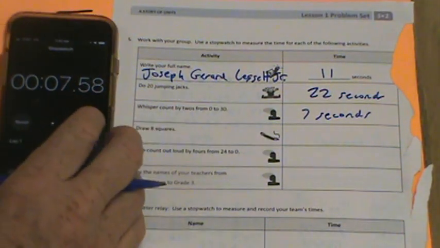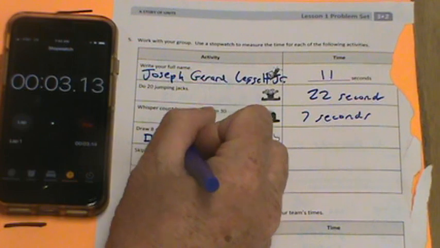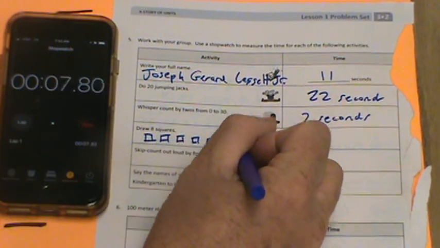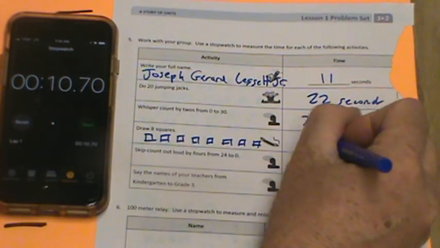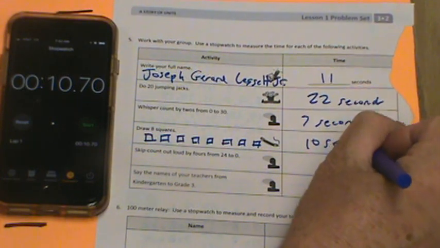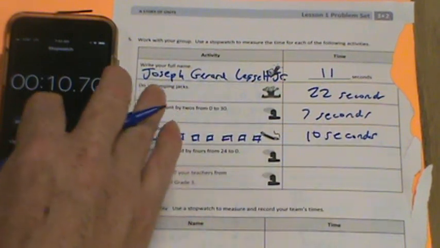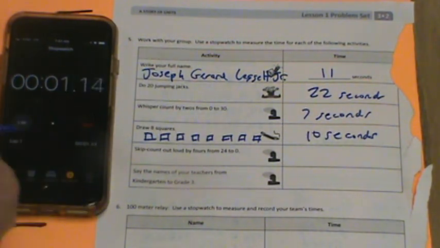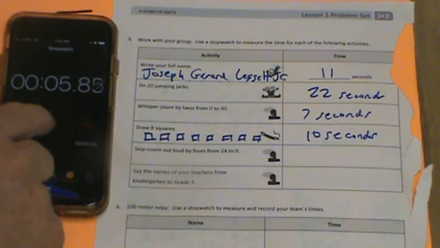Let's draw 8 squares. 1, 2, 3, 4, 5, 7. That took me about 10 seconds. Oh, skip count out loud by 4s from 24 to 0. So going backwards. Ready? 24, 20, 16, 12, 8, 4, 0. About 6 seconds.